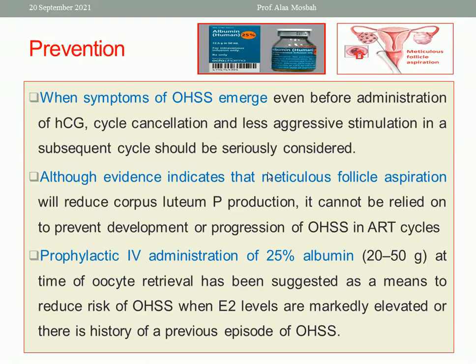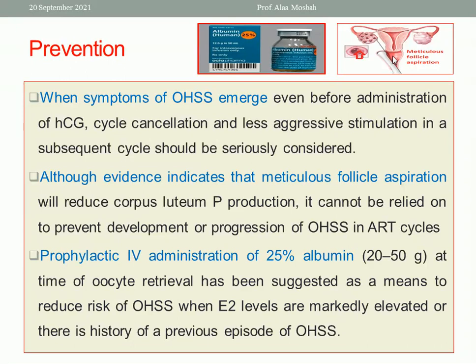When symptoms of ovarian hyperstimulation syndrome emerge, even before administration of HCG, cycle cancellation and less aggressive stimulation in a subsequent cycle should be seriously considered. Although evidence indicates that meticulous follicle aspiration will reduce corpus luteum progesterone production, it cannot be relied on to prevent the development or progression of ovarian hyperstimulation syndrome in ART cycles.